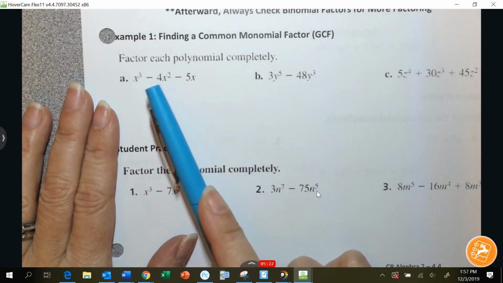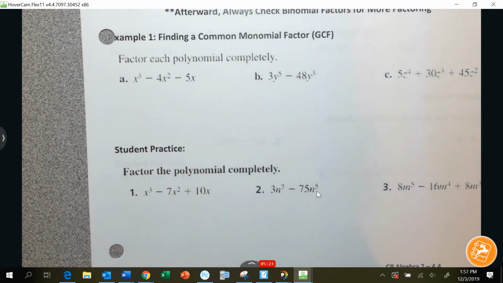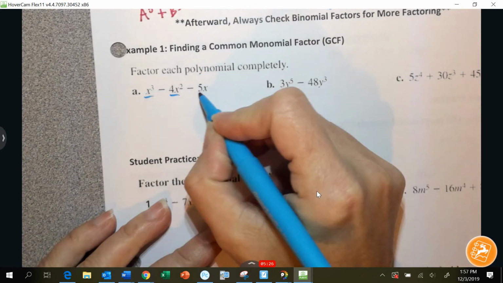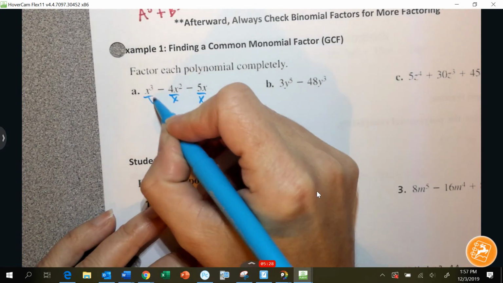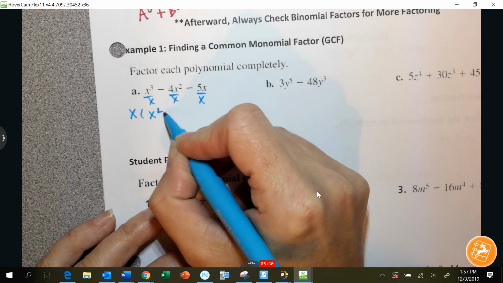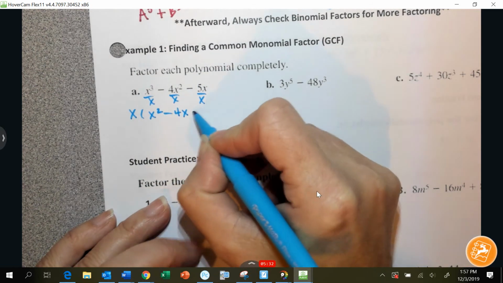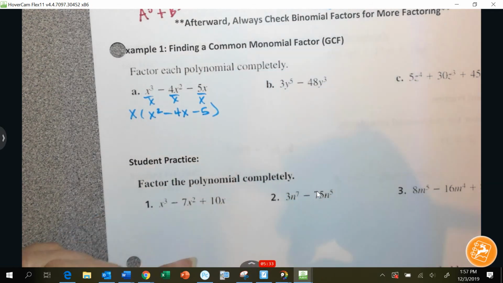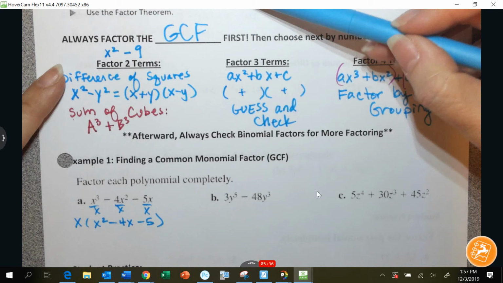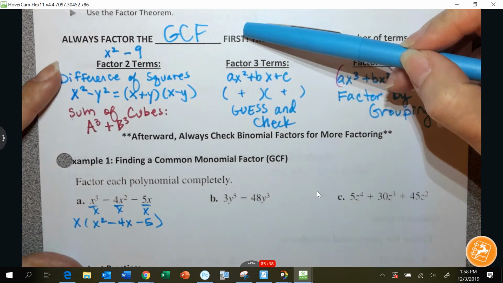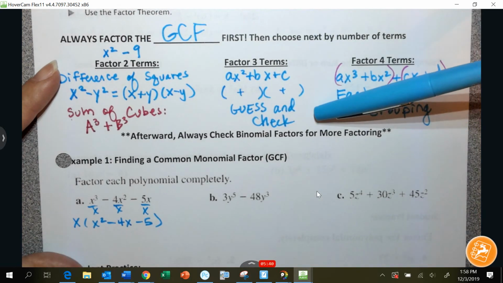What is the GCF? Okay, so we're going to factor out that x. Same stuff we've done before, right, guys? Okay, so x squared minus 4x minus 5. So that's factoring out the GCF. This is a trinomial, 3 terms, so it looks like I need to do guess and check.